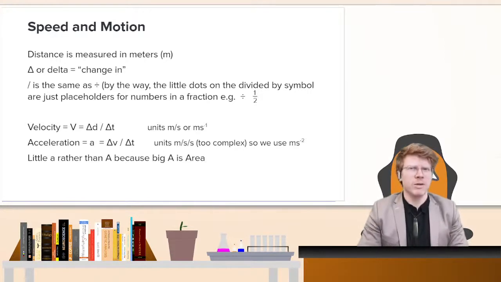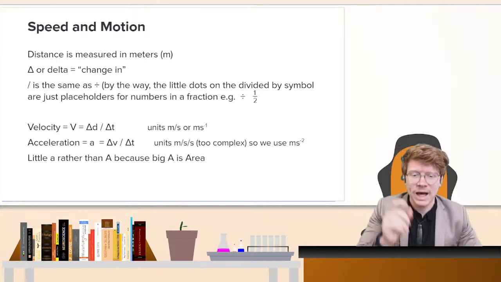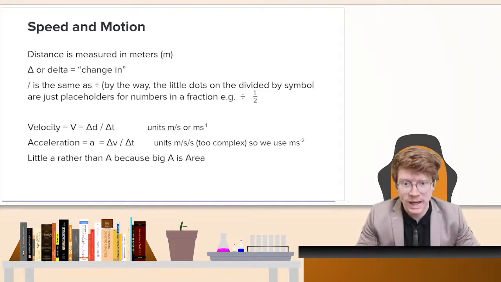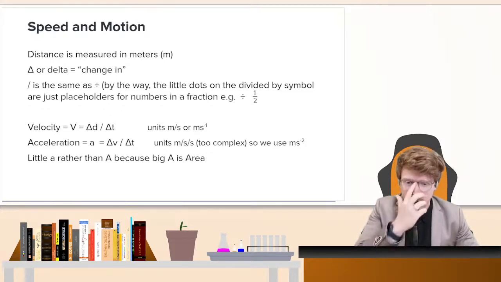You might be like, why are they bothering to do that? Well, that comes up when you get to those more complex symbols. So we're trying to introduce it to you now. Acceleration. Now, acceleration has a little a, and we use a little a for acceleration rather than a big A because we use big A for area or surface area. And it's really easy to get those two confused, so just keep it in mind. Acceleration is a little a.